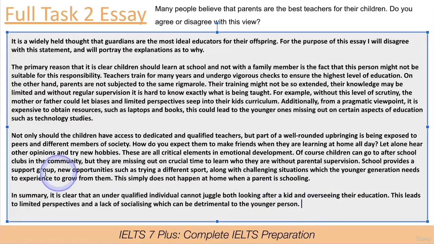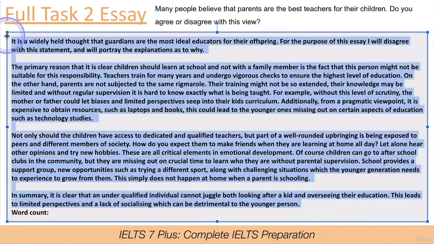In summary, it is clear that an underqualified individual cannot juggle both looking after a kid and overseeing their education. This leads to limited perspectives and a lack of socializing, which can be detrimental to the younger person. Okay, I think that's good. Let's count the words of this one.